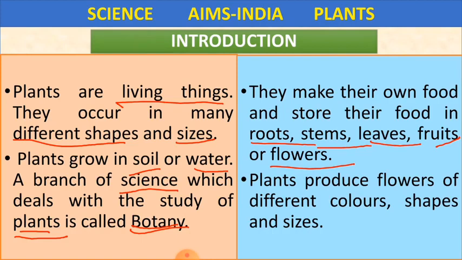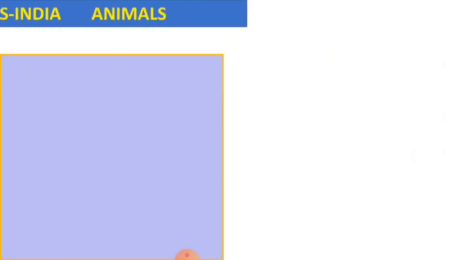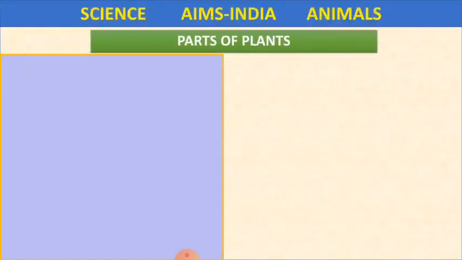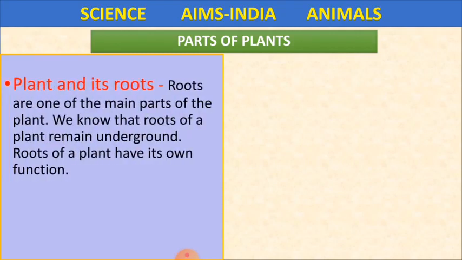Plants are living things. Plants can grow in soil or water. Plants make their own food. And plants produce flowers of different shapes and colors. Plants also produce fruits of different colors and shapes. We eat different types of fruits and different types of vegetables. Not only flowers, but vegetables and fruits, all these come in different types, shapes and sizes.